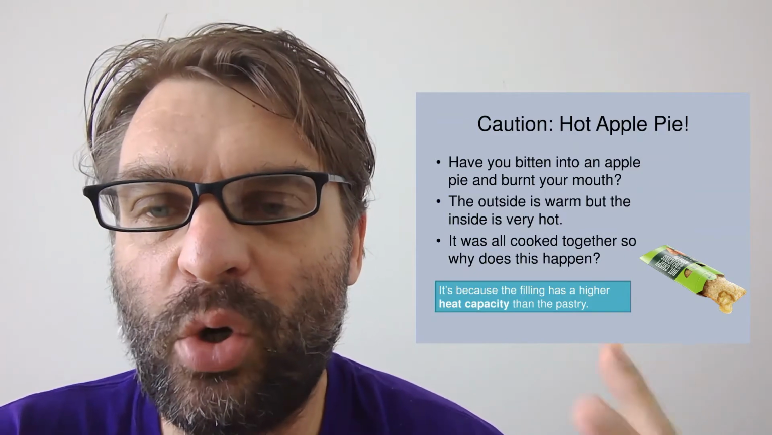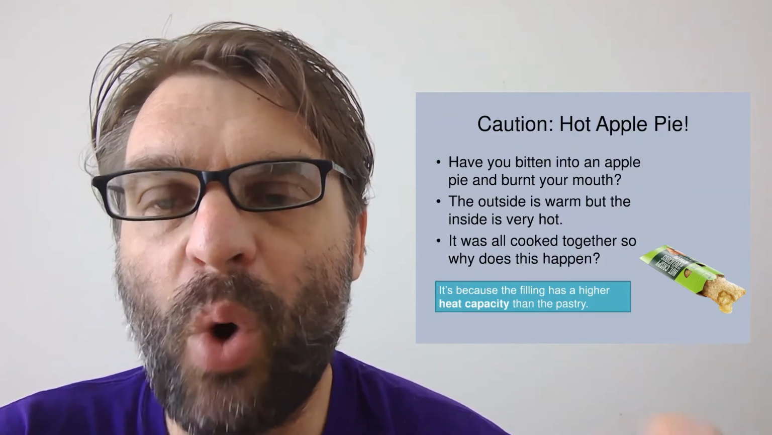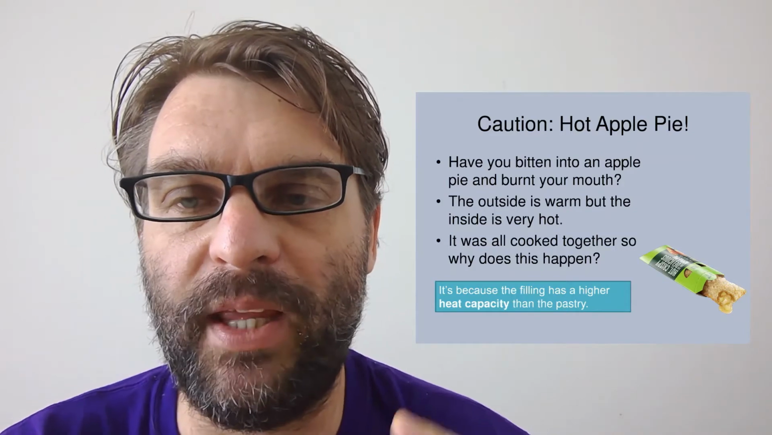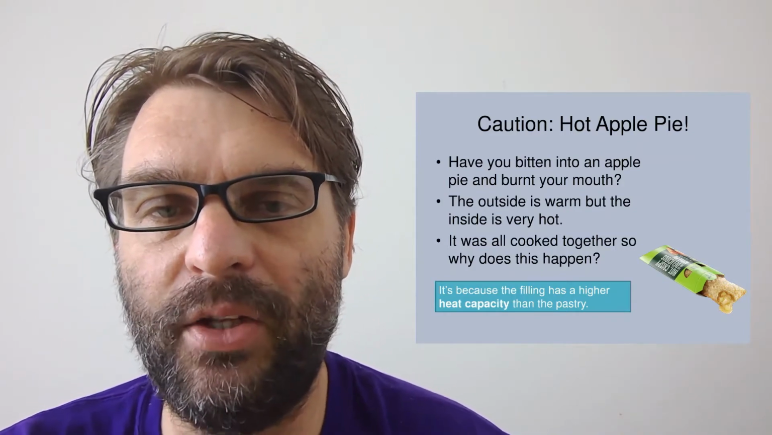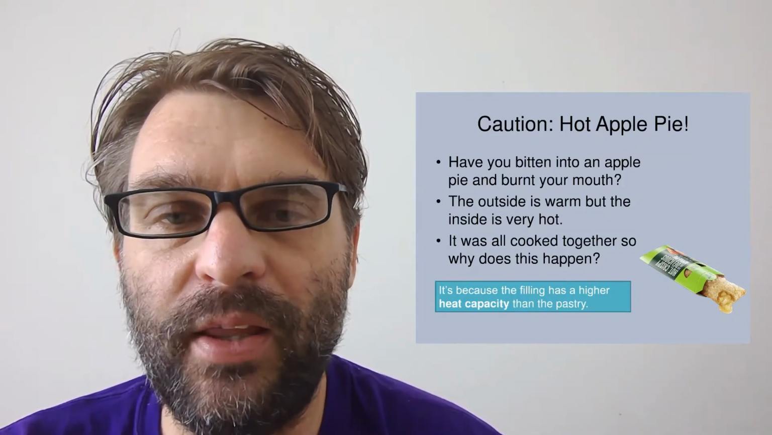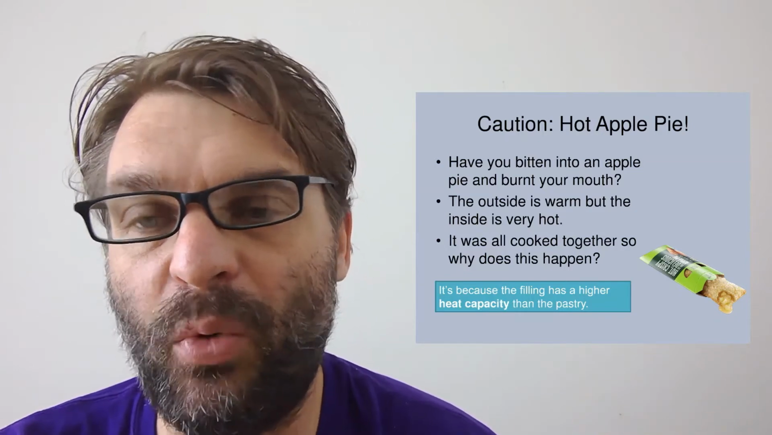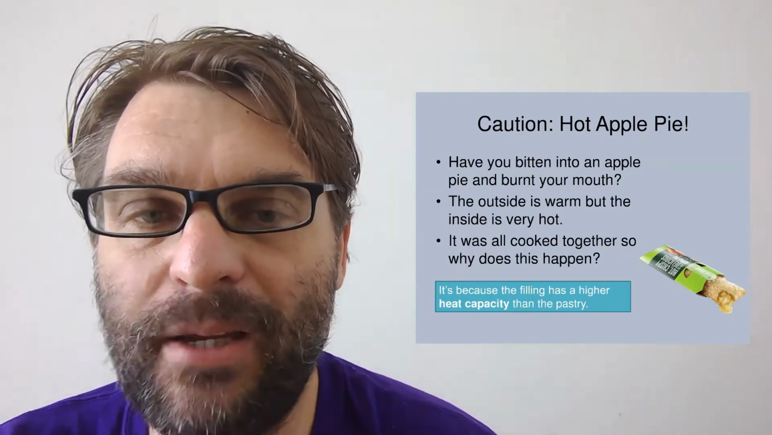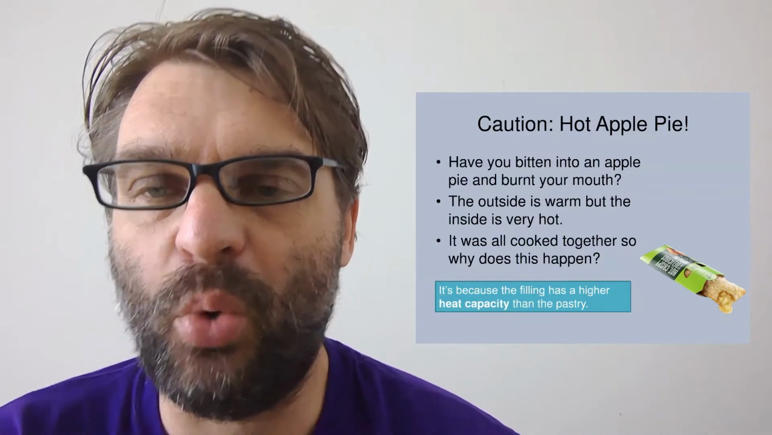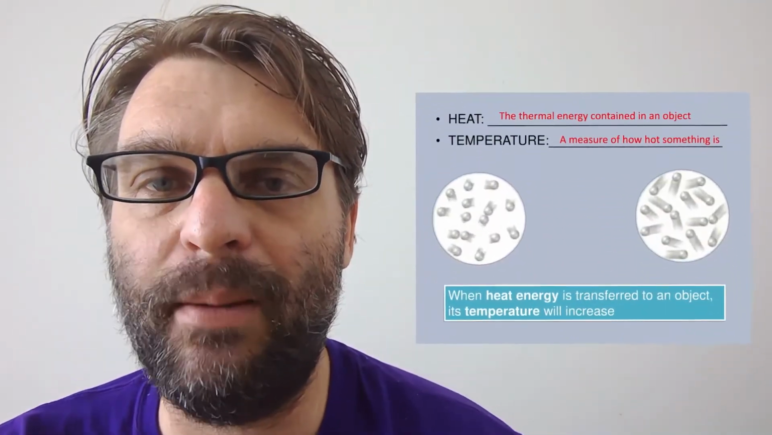It was all cooked at the same time, so why is there a temperature difference between the pie crust and the pie inside? That's because the meat filling or apple filling, depending what pie it is, has a higher heat capacity than the pastry. So what does it actually mean when we say heat capacity?